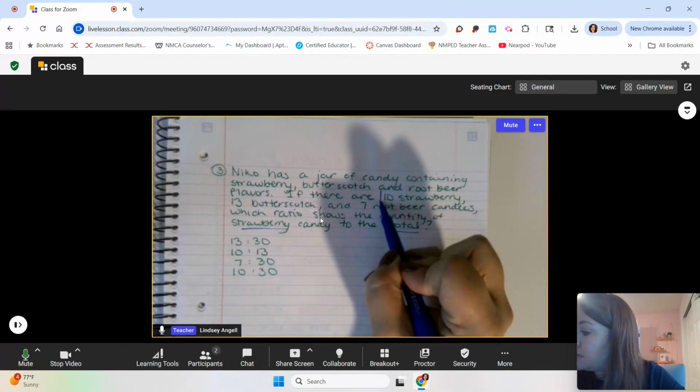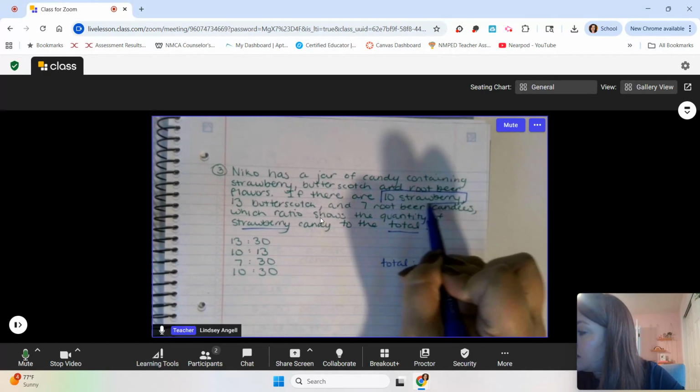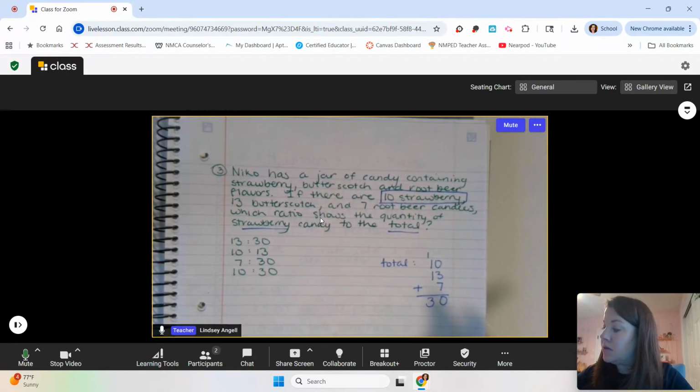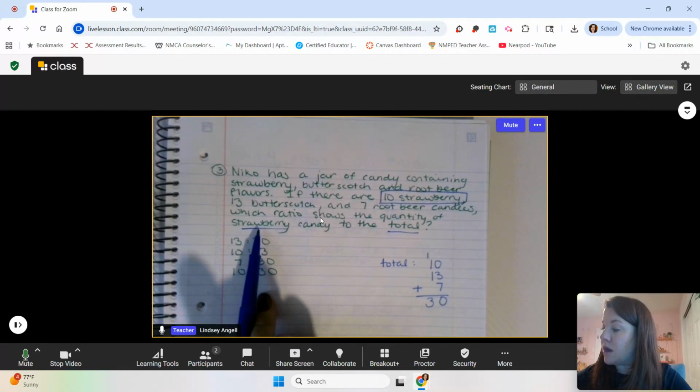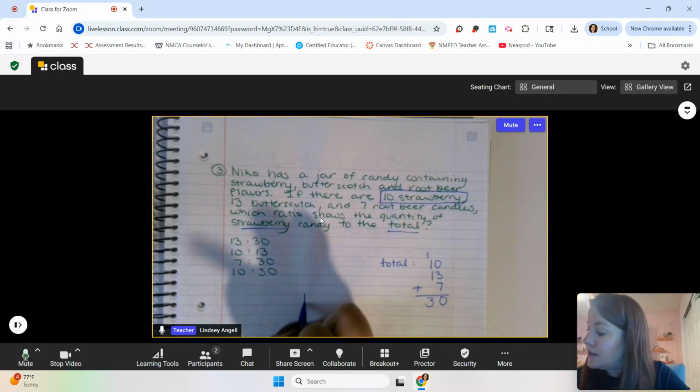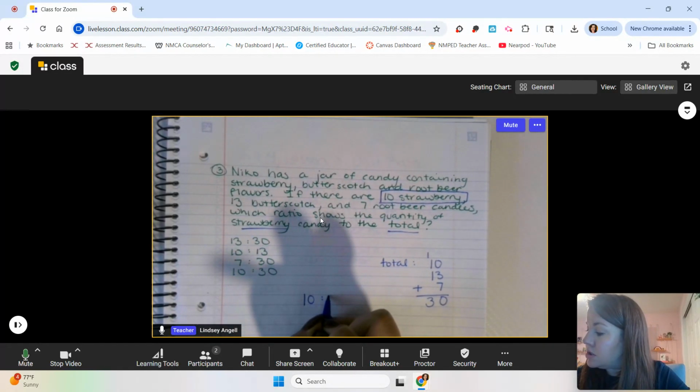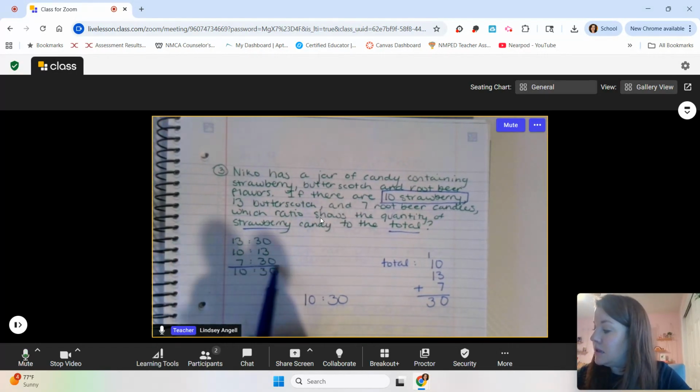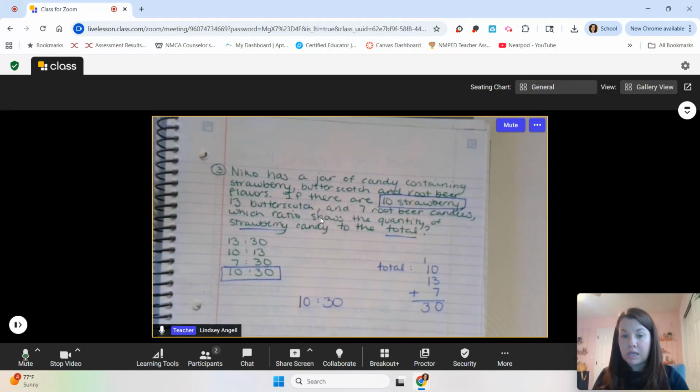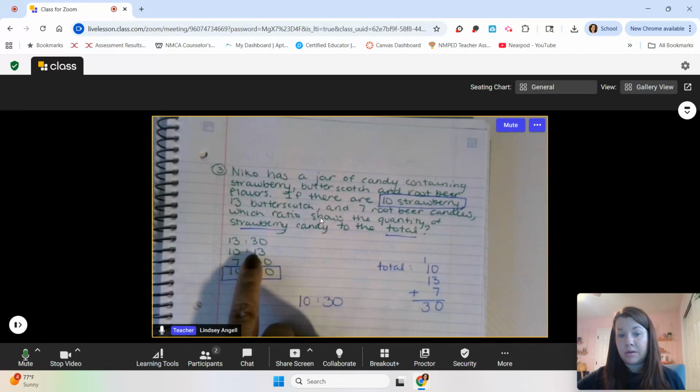Strawberry flavors are right here, 10. So if I'm making a ratio comparing strawberry to total, I need 10 to 30, which in this case is this answer here. So ratios, in this case, it's a part to a whole, right? I'm comparing a part of the group to the whole group. You could also compare whole to part, or you could compare part to part. I could have said strawberry to butterscotch, and in that case, that would have been here, 10 to 13.